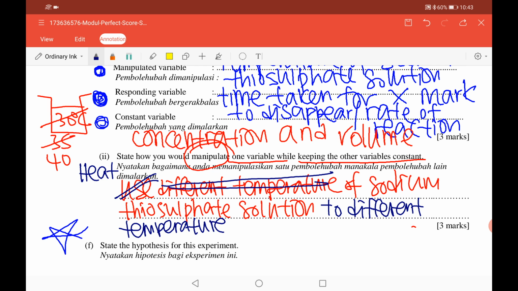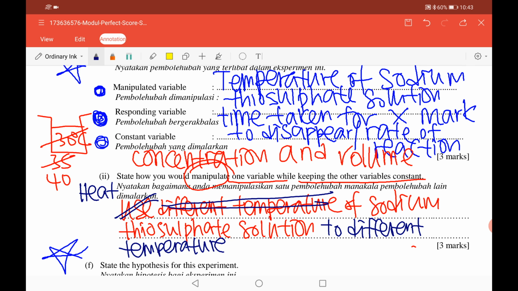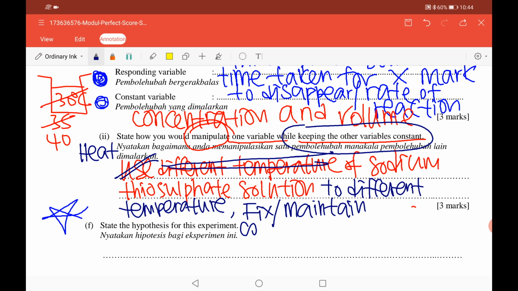Okay, so for manipulated variable, you can put the word use different temperature. Okay, or you can go more detail, heat the sodium thiosulfate solution to the temperature you want, 30, 35, 40, and so on. Yeah. Alright, so how you keep another variable constant. So how you fix those constant variable. So for constant variable, try to put the word fix or try to put the word maintain.